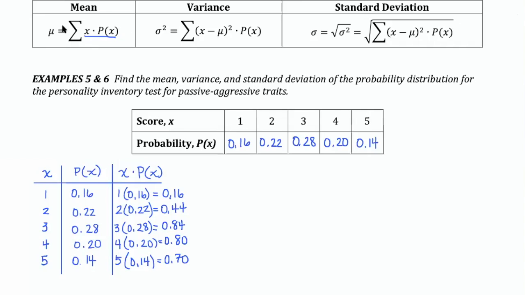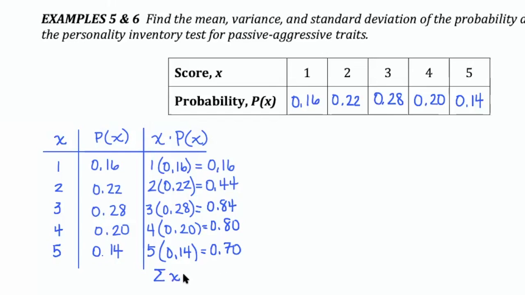Now, one thing to notice here is this mean formula, notice there's no dividing by anything at the end. You are finished when you have the sum of the X times P of X column. So be careful here and don't just do what you're used to doing. Probability distributions are a little bit different. So if you sum up this column here, you get 2.94.